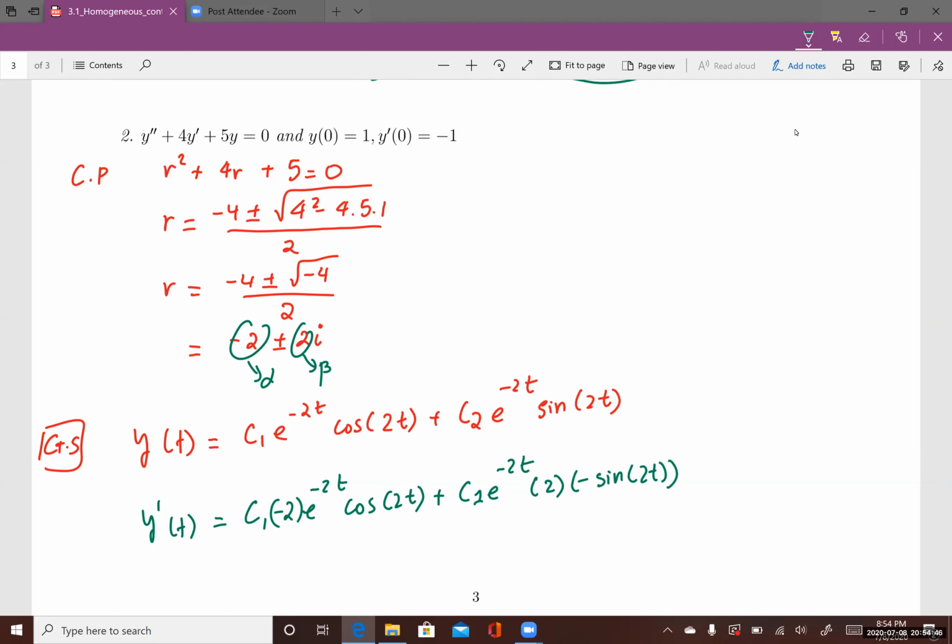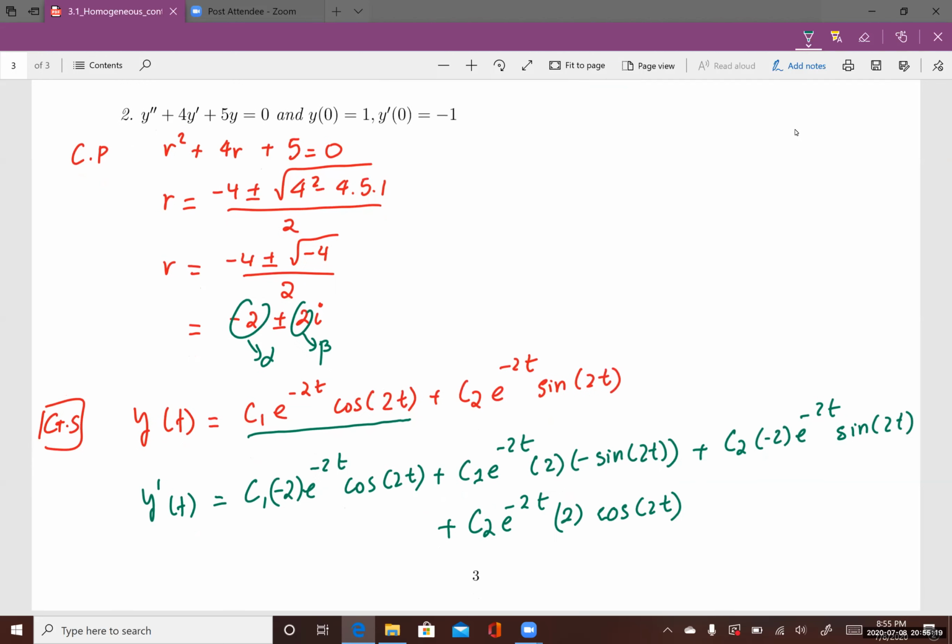This is the derivative of the first function. And then I have to keep going to find the derivative of the second function here. So I would have plus C2 times negative 2 e to the negative 2t times sine of 2t plus C2 e to the negative 2t times 2 cosine of 2t. Okay, so this is the first derivative of y, y prime.